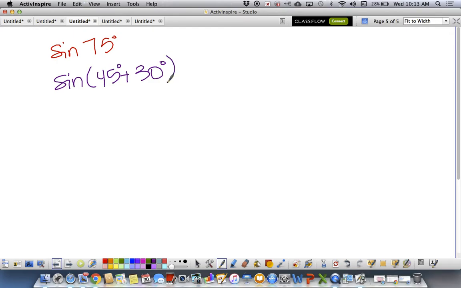That's A and that's B. You're writing it down. The more you write, the better you will do. So what is our formula? How are we going to plug this in? If 45 is our A, 30 is our B: sine 45 times cosine 30 plus cosine 45 times sine 30.